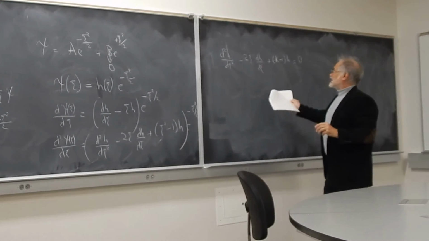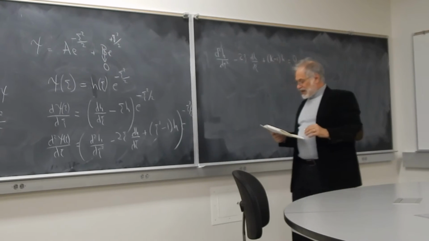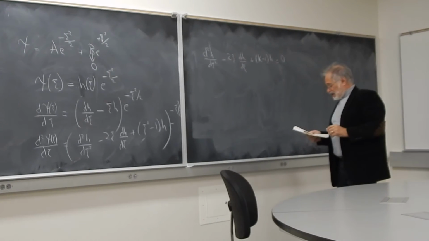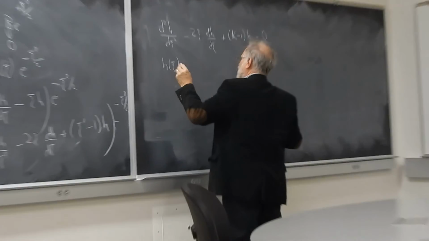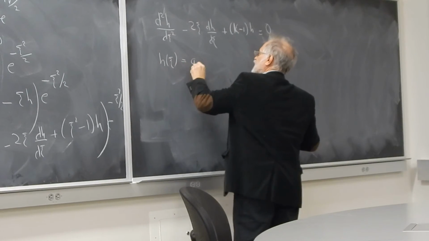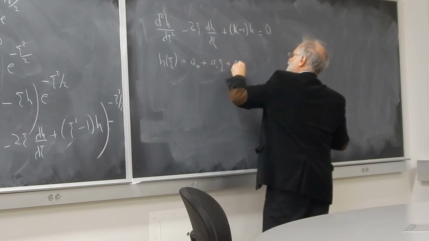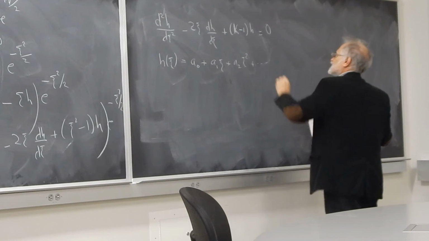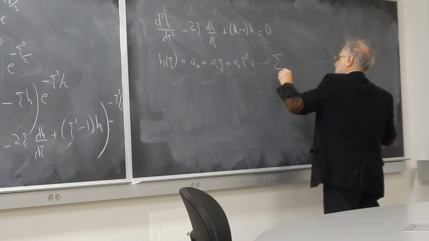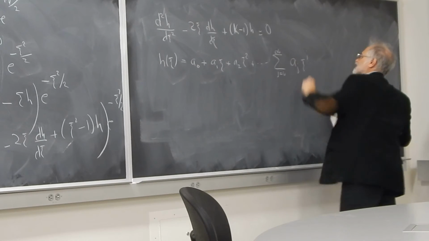Okay, this equation looks like a mess. This is going to be more of a challenge to solve. A good place to start, though, is to look for some power series. Maybe the solution would be something like h of c equals a naught plus a1 times c plus a2 times c squared plus all the way out, such that I can write it as the summation j equals 0 to infinity, a sub j, c to the j.